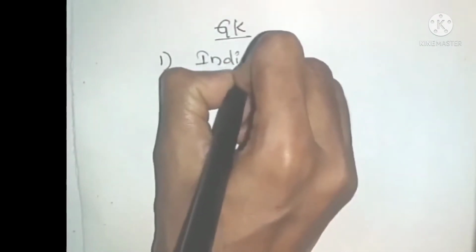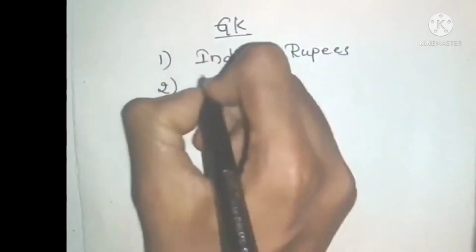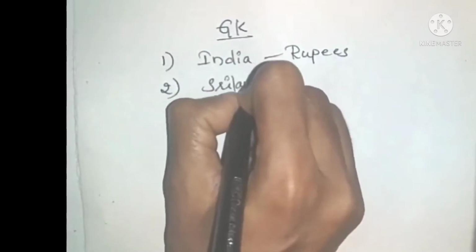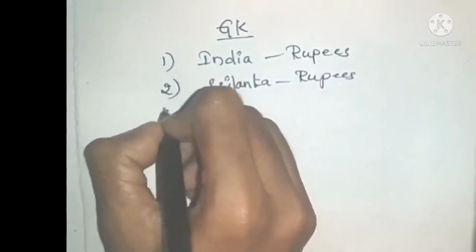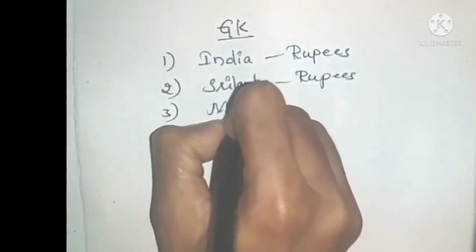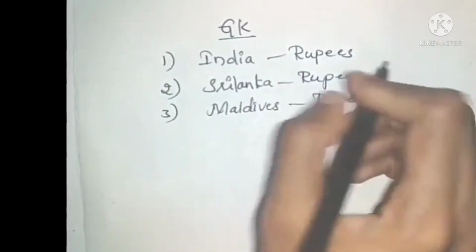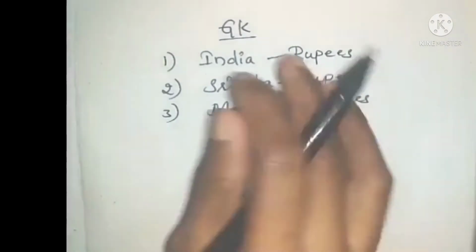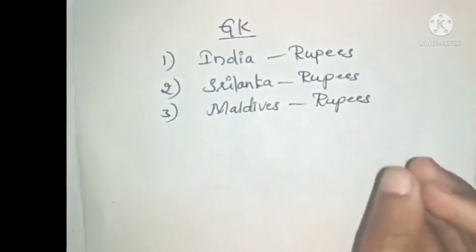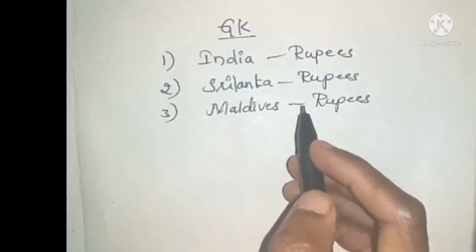The first one is, we know that the currency of India is the rupee. In a similar way, the currency of Sri Lanka is also rupees, and the currency of the Maldives is also rupees. So it comes under static GK. I just want everyone to know a few parts of math tricks, so that's the reason why I'm explaining in the middle of the class.